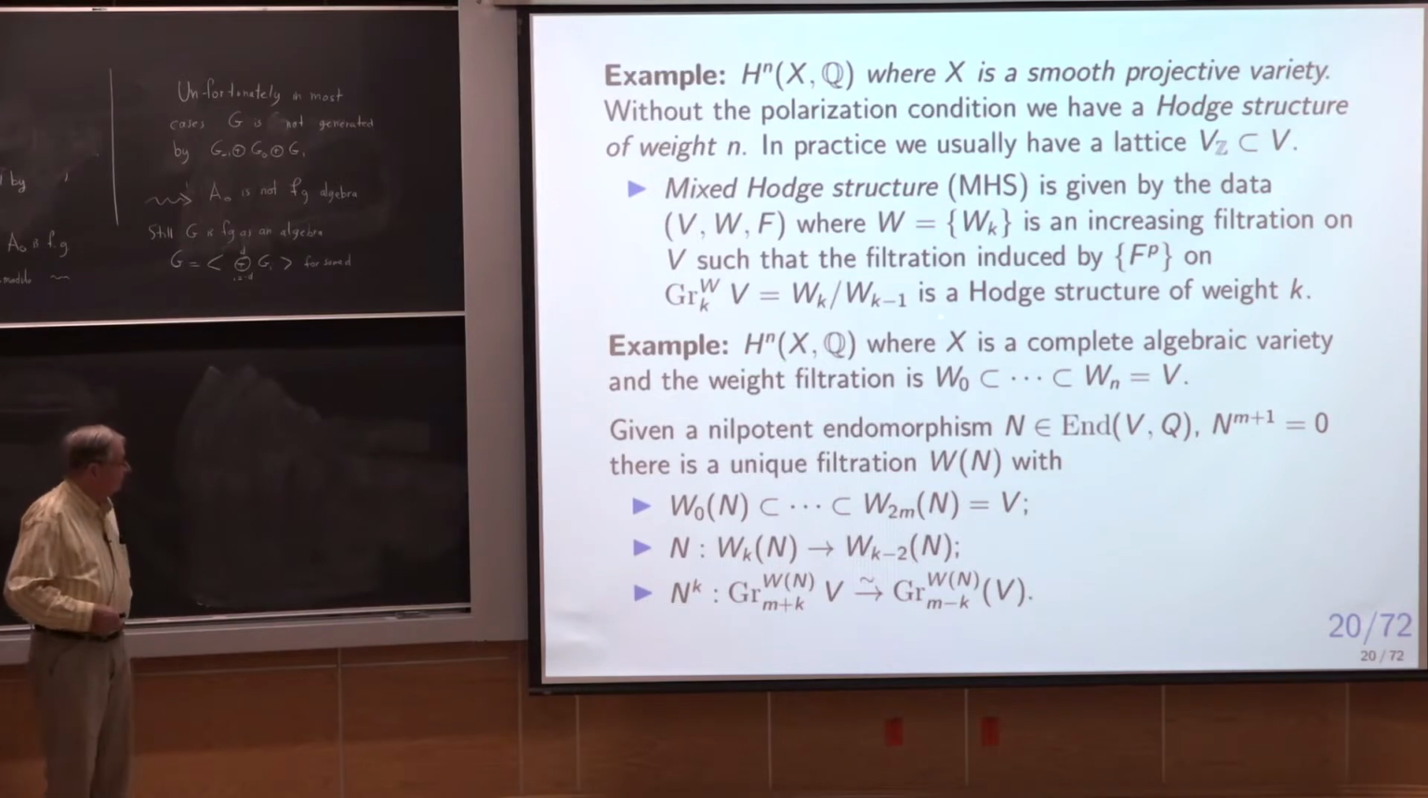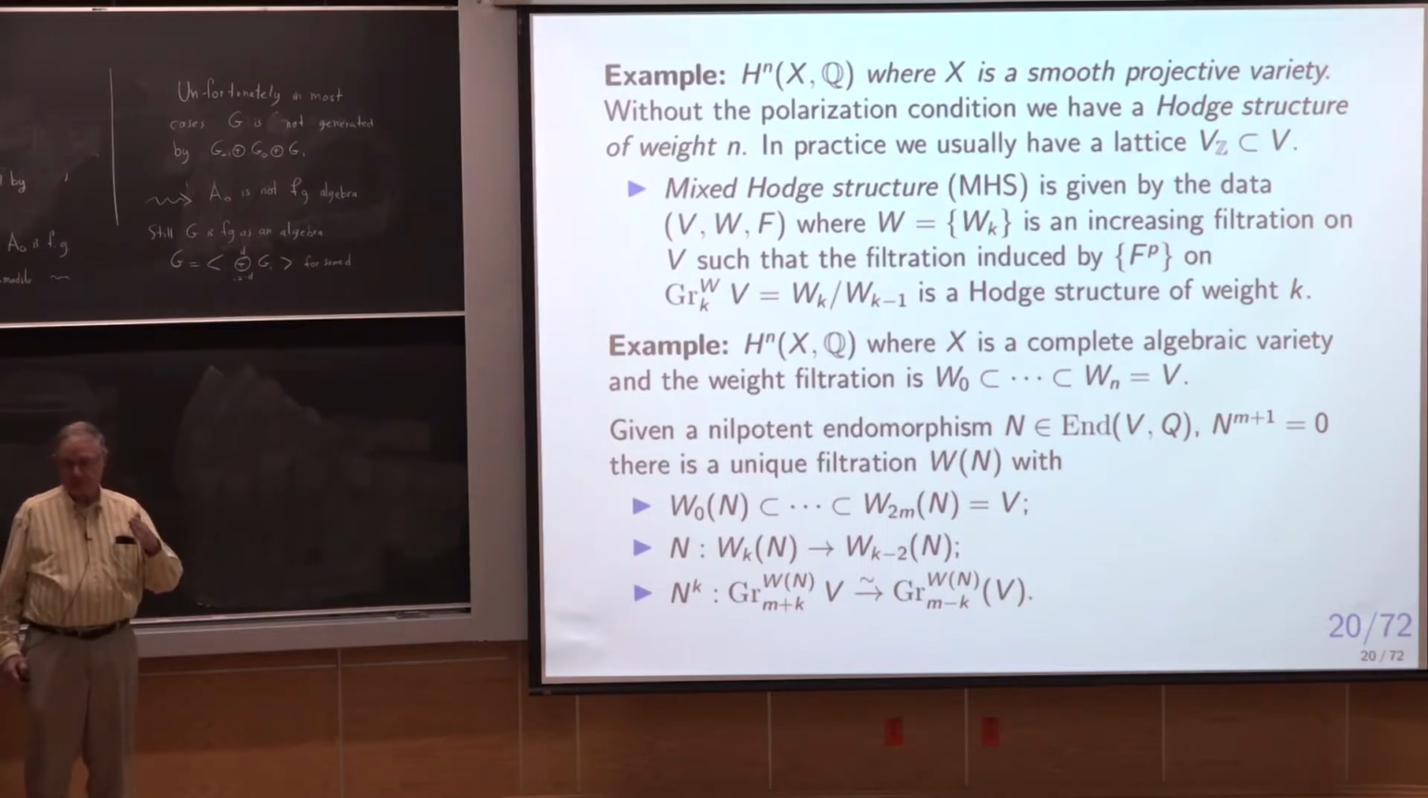When you go to studying degenerations of algebraic varieties, an additional linear algebra construction comes in. This comes out of monodromy. I'll explain that in a minute, but here you should be given a nilpotent endomorphism, and given a nilpotent endomorphism of a vector space, that gives a unique increasing filtration of length 2m, where m is the index of, or m plus 1, the index of nilpotency.